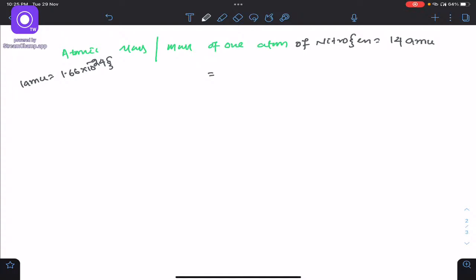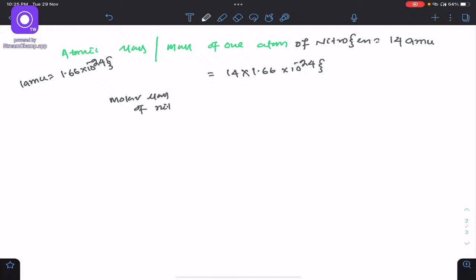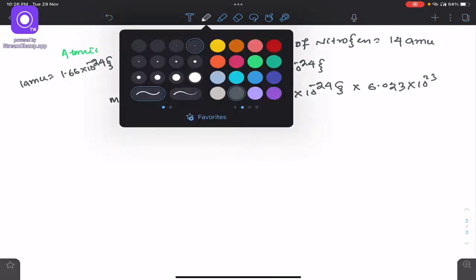So 14 AMU, how much will it be? 14 into 1.66 into 10 to the power minus 24 gram. But what is the molar mass of nitrogen? Molar mass means multiplying by 6.023 into 10 to the power 23. So 14 into 1.66 into 10 to the power minus 24 gram into 6.023 into 10 to the power 23. See, this will also cancel.